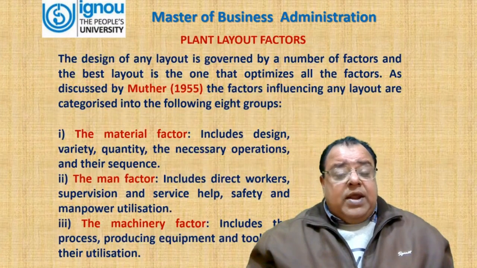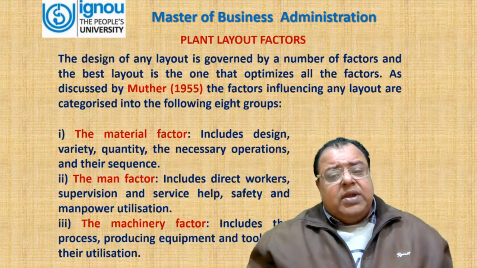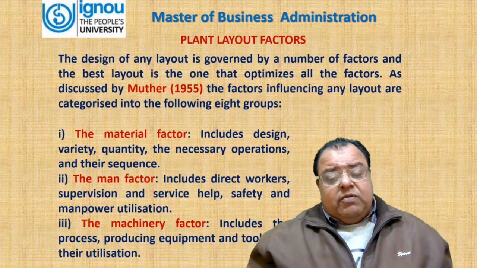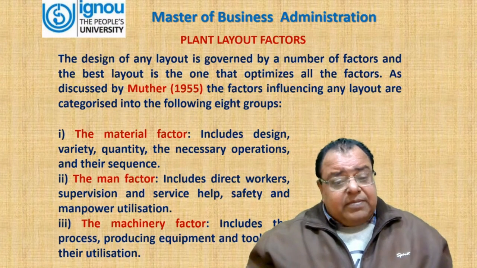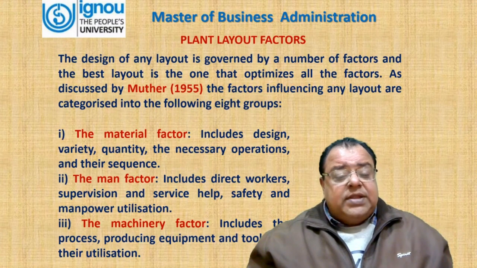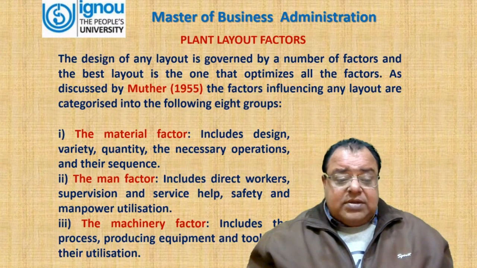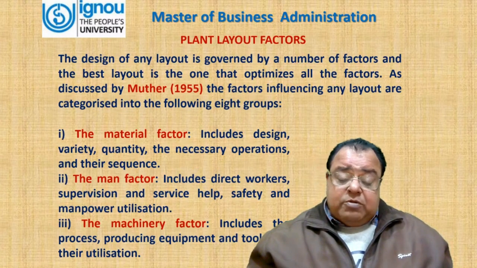What are the plant layout factors? The design of any layout is governed by a number of factors, and the best layout is one that optimizes all the factors. As discussed by Muther, the factors influencing any layout are categorized into the following eight groups. First one is material factor, which includes design, variety, quantity, and necessary operations and their sequence. Then, man factor. This includes direct workers, supervision, and service help, safety, and manpower utilization.